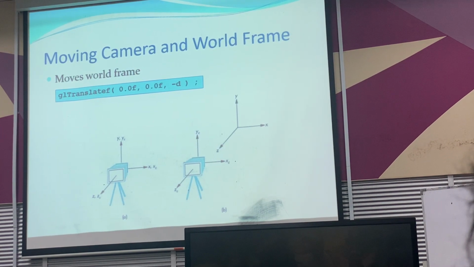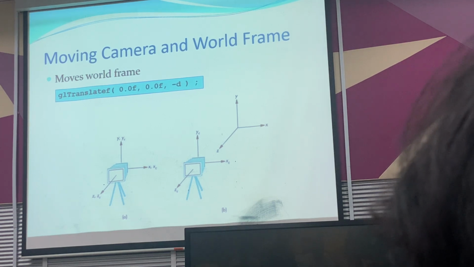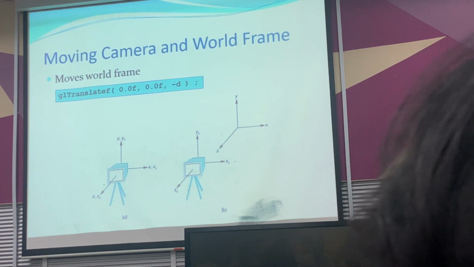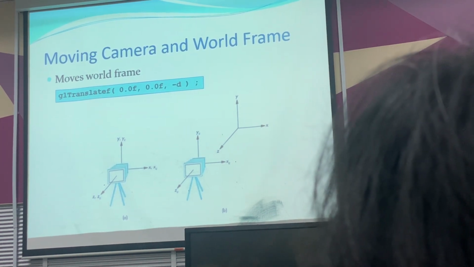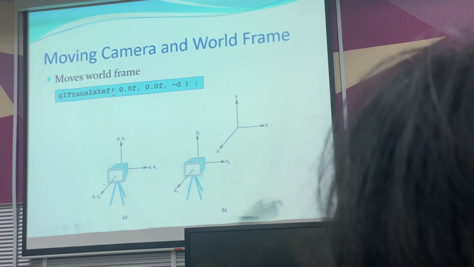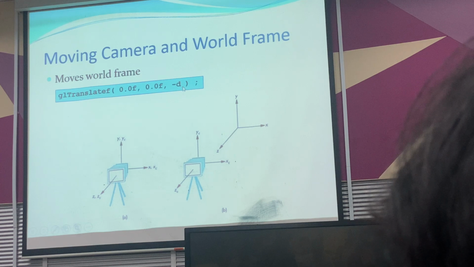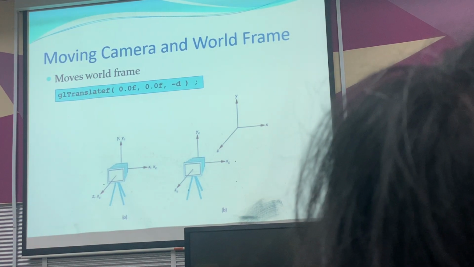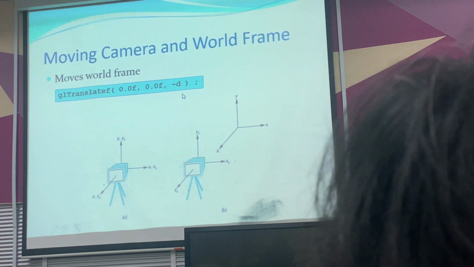So all your transformations that you learned in chapter 4, your TRS, translate, rotate, and scale, that you perform for the objects, you can also perform for your camera. You can either move the camera frame or the world frame, it works as well. So glTranslatef to move along the Z axis, move in the negative Z direction, you move your camera. One in negative, one in positive. We will test this later when we do the practical. Move until you cannot see, then you know what happened.